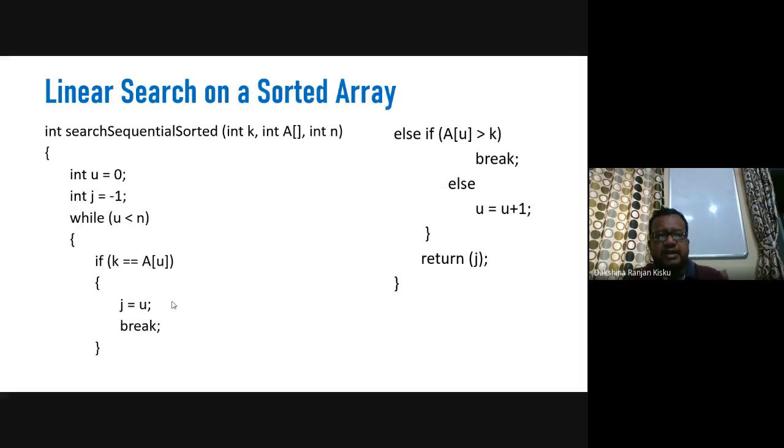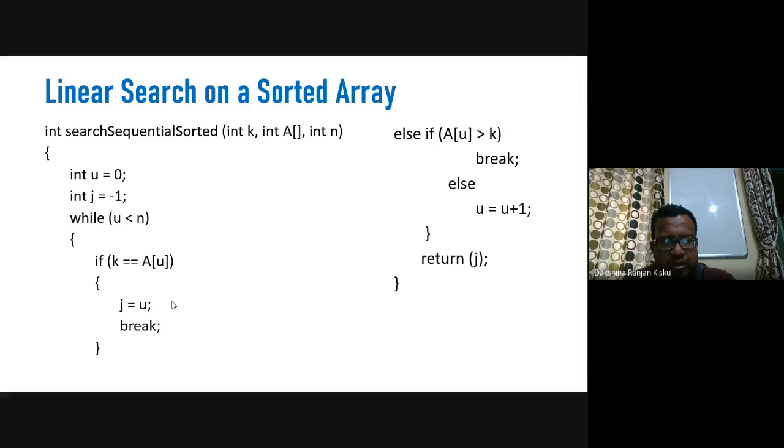Now the same linear search will be performed on a sorted array. In the first algorithm, we have seen that the linear search algorithm is performed on an unsorted array. Now the same linear search algorithm will be performed on a sorted array. So in that case, we need to compare the initialized value of i with n. That means the comparison operation will be the same.